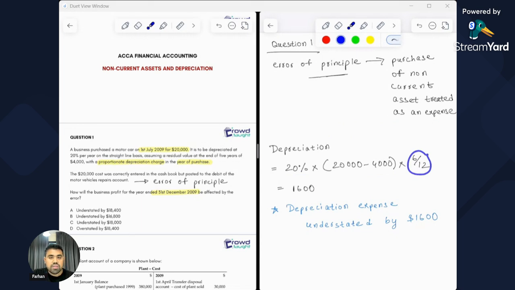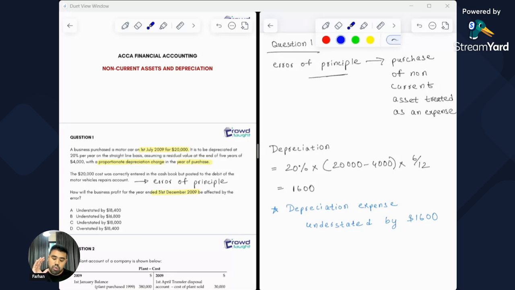And the reason we're doing 6 by 12 is because we know that this asset was purchased on the 1st of July 2009, and we are finding the profit on 31st of December 2009. Based on the company policy, we are to charge a proportionate depreciation in the year of purchase. So if the asset was purchased on the 1st of July 2009, and given that we're finding the profit on 31st of December 2009, we have 6 months in between 1st of July and 31st of December, which are the months of July, August, September, October, November, and December.